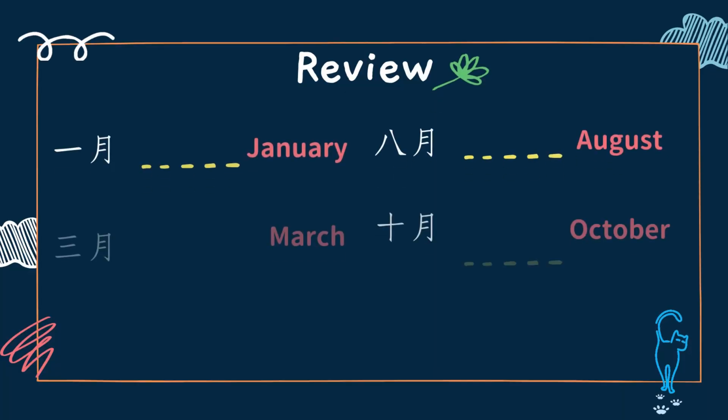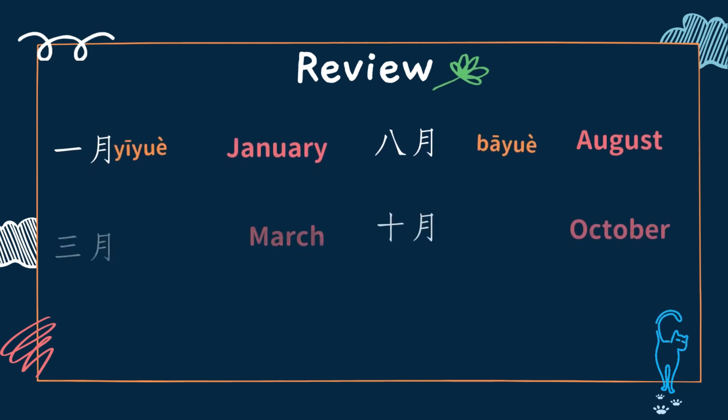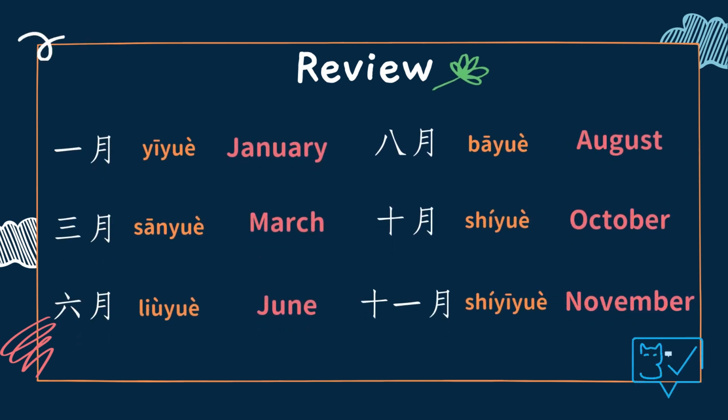Time to review. January, 1月. March, 3月. June, 6月. August, 8月. October, 10月. November, 11月. Did you get everything correct?